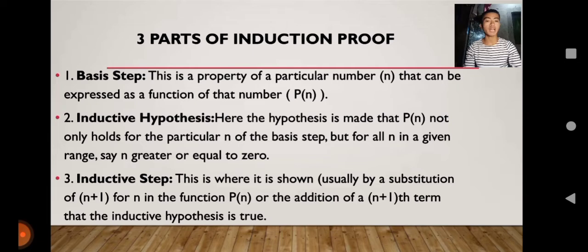Number 3, inductive step. This is where it is shown, usually by substitution of (n plus 1) for n in the function P of n, or the addition of an (n plus 1) term, that the inductive hypothesis is true.